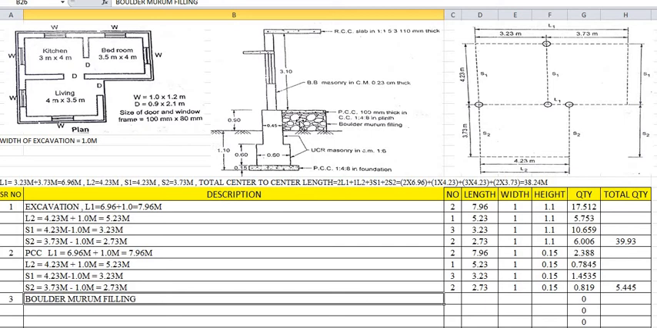So we have to calculate the room dimensions. This boulder filling will be done within the room. You have to see the sides. After seeing the sides, this concept will be more clear. So this boulder filling will be done within the rooms. That means it will be done within this kitchen room, within this bedroom, and within this living room.